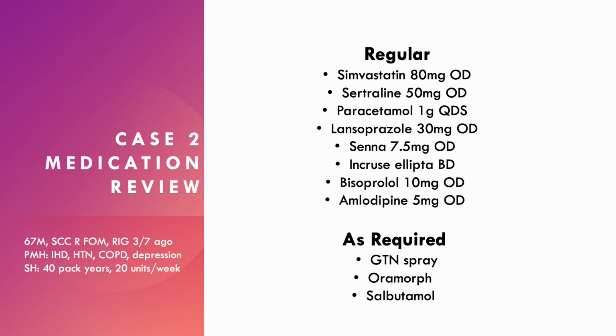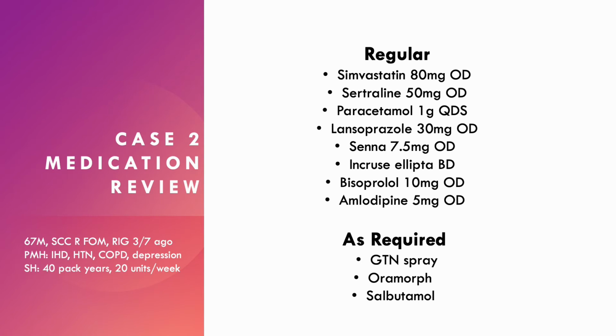Bisoprolol is a beta blocker used for heart failure. Amlodipine is a calcium channel blocker, which is also used in the ischemic heart disease. As required, GTN spray for the ischemic heart disease, Oromorph for pain control, and salbutamol for the COPD.